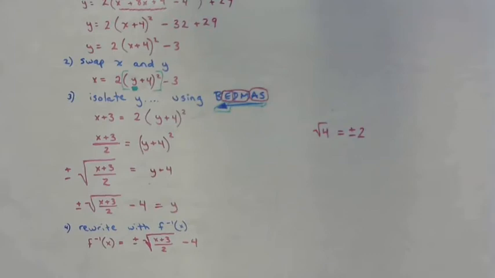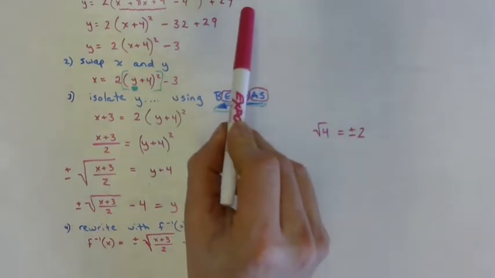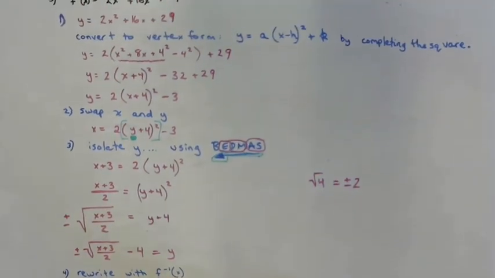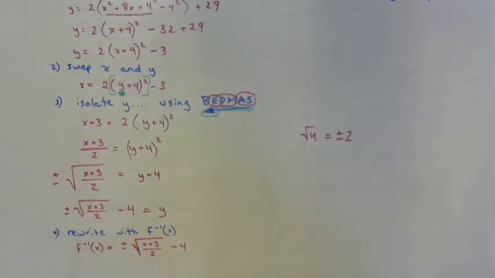Now, paying attention, that is two different functions. Can you see how it's two different functions? You could have positive square root minus 4 or negative square root minus 4, and they are both needed to create the inverse of a parabola, of a quadratic equation. Okay, we're going to draw that, and it'll make more sense in a second when we do.